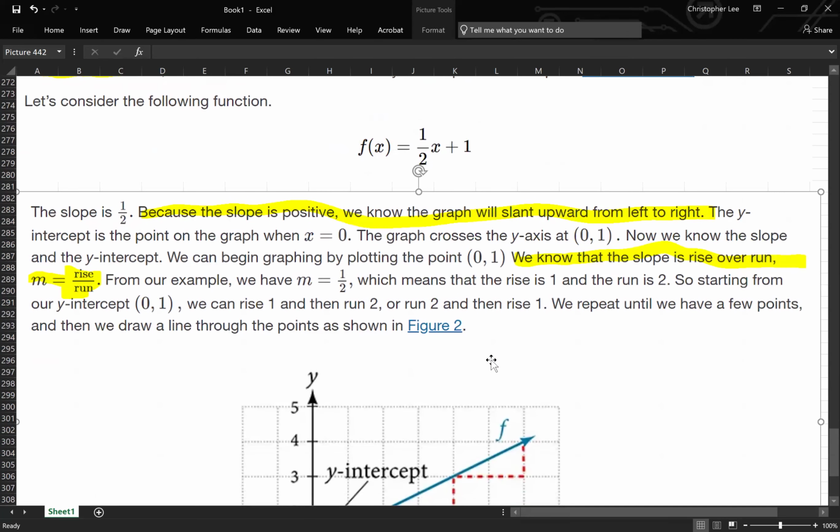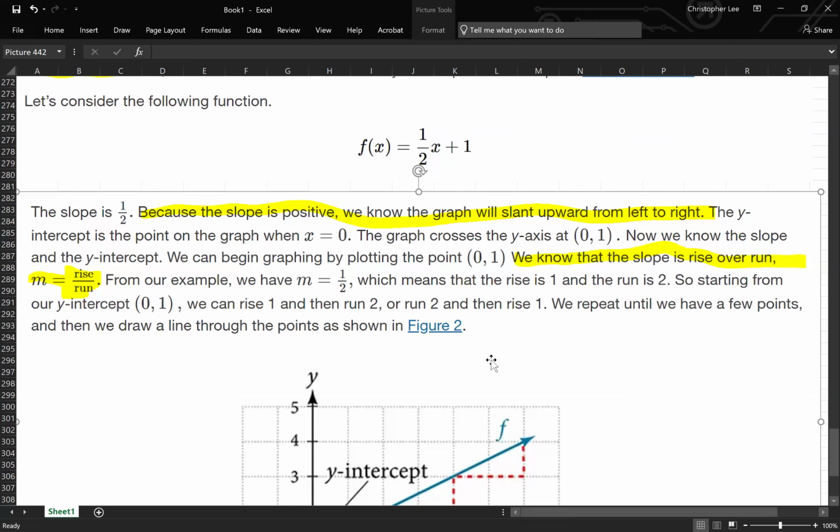Okay. The slope is half, right? Because the slope is positive, we know that the graph will slant upwards from left to right. The y-intercept is the point at which x equals 0. The graph crosses the y-axis at (0, 1), right? Now we know the slope and the y-intercept.